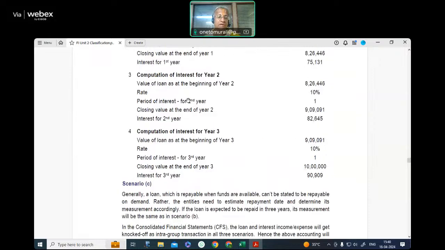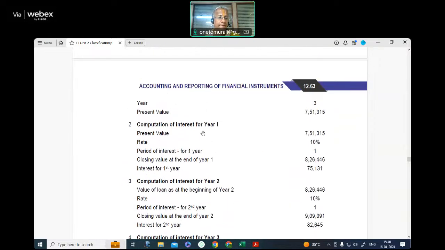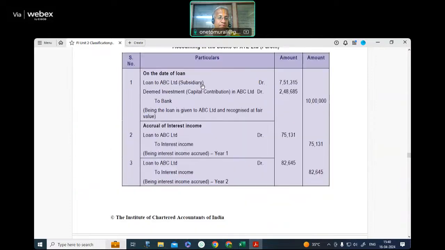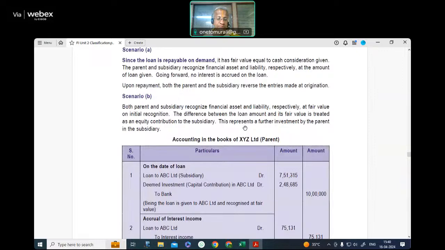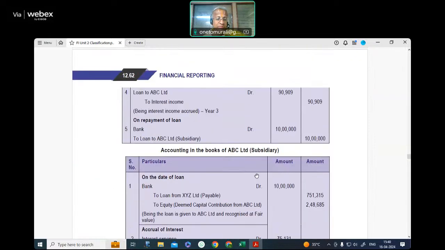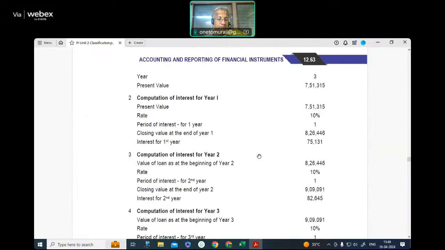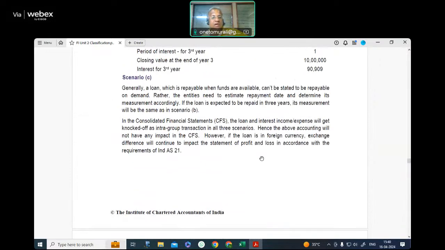So scenario C is repayable when ABC has funds to repay the loan. There is no term that they have provided. Generally, a loan which is repayable when funds are available cannot be stated to be repayable on demand. It loses the characteristic feature of a liability. Rather, the entities need to estimate the repayment date and determine its measurement accordingly. If the loan is expected to be repaid in 3 years, its measurement will be as in scenario B.